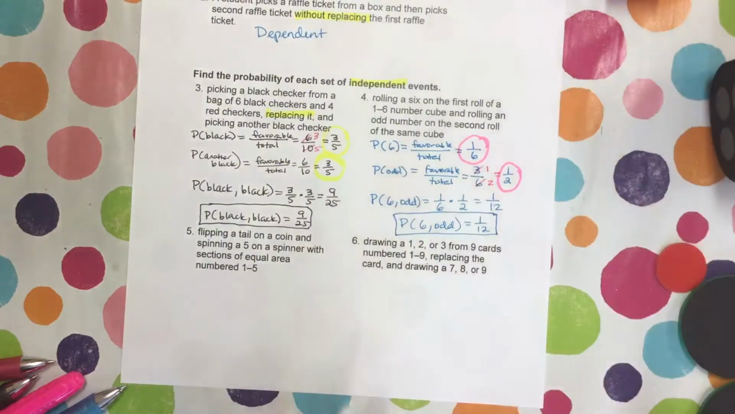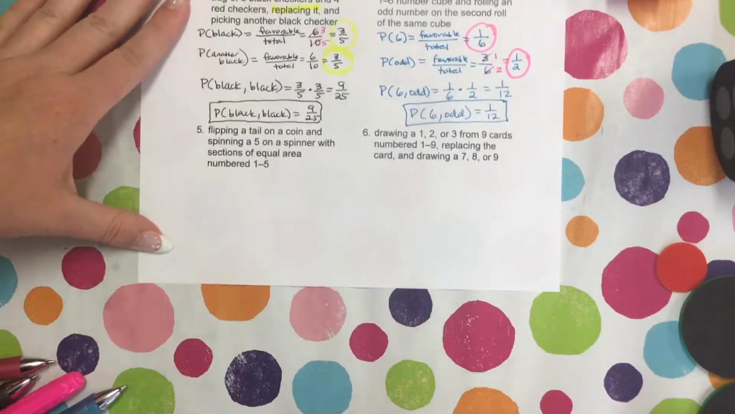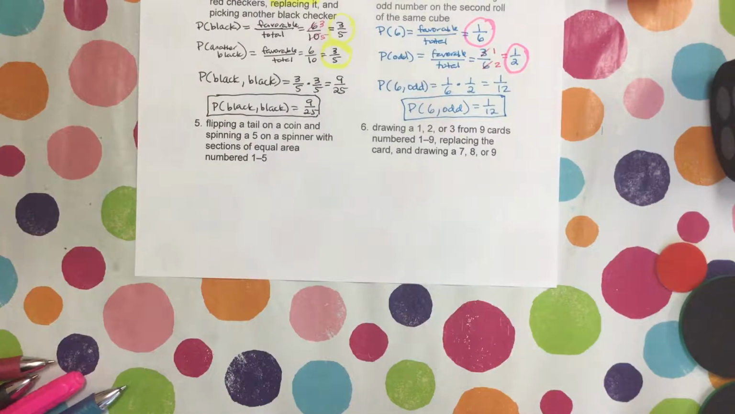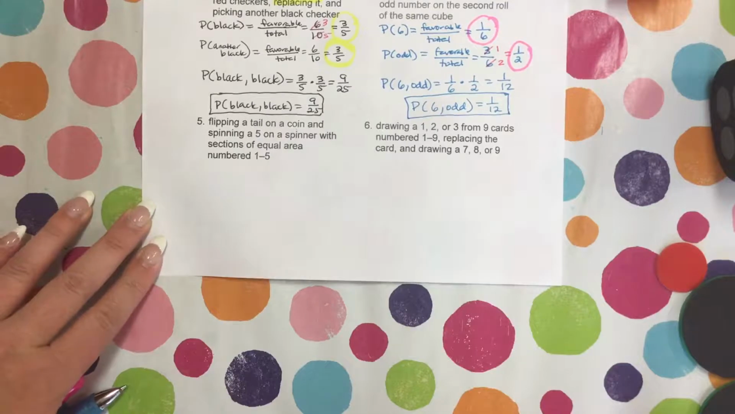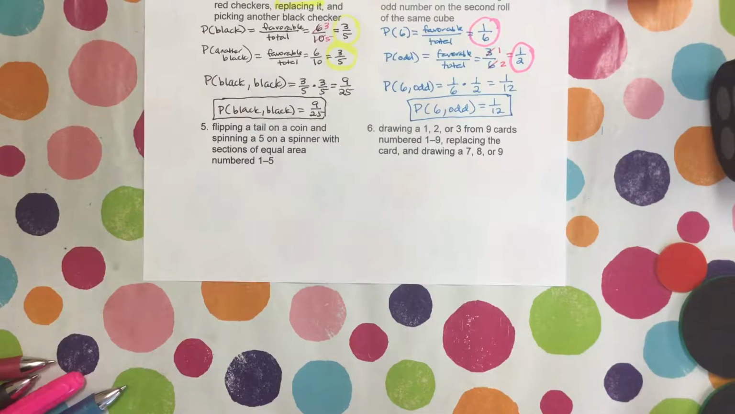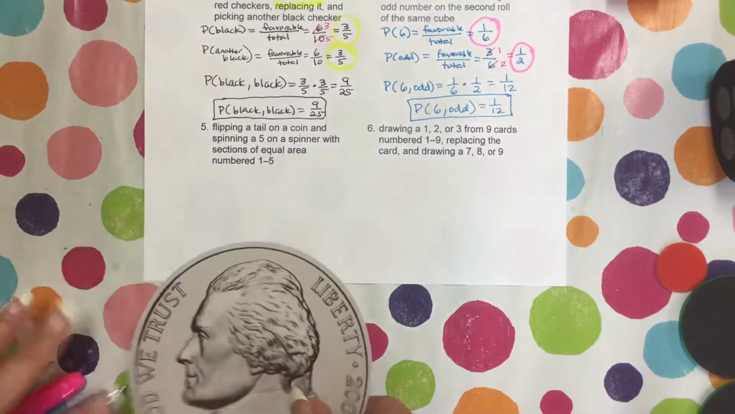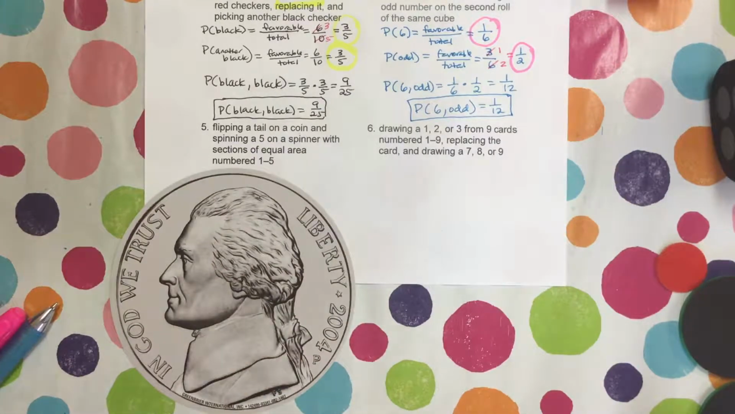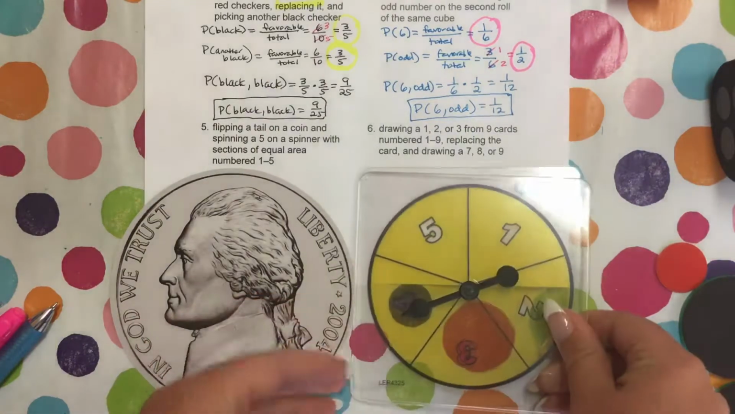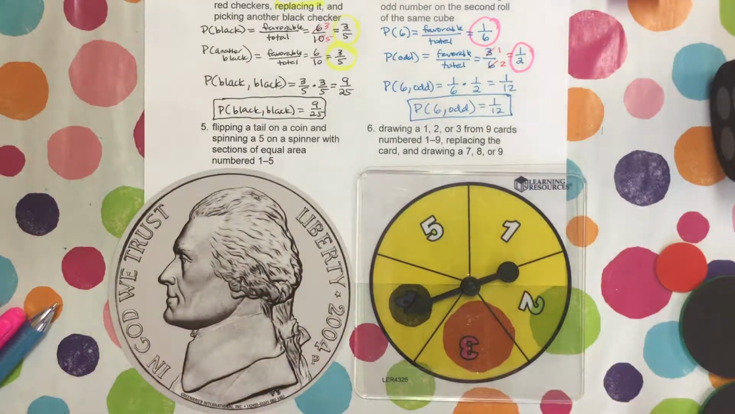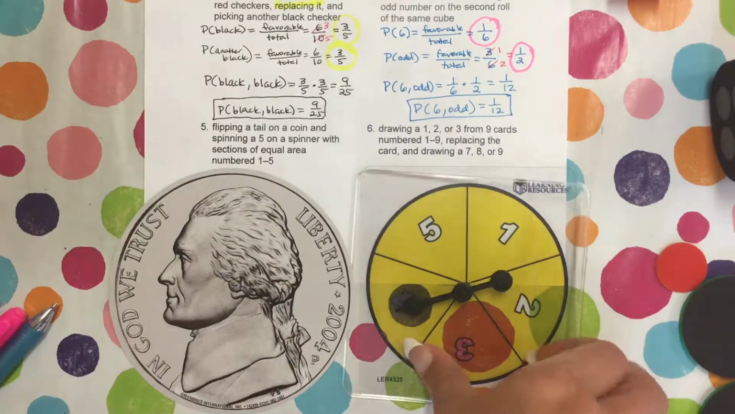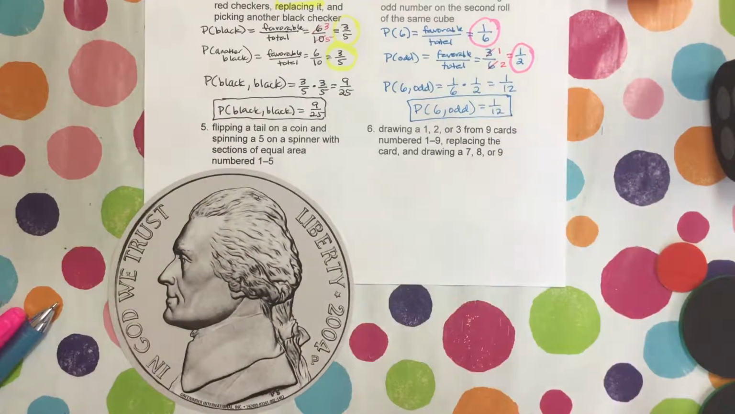So problem 5 says flipping a tail on a coin and spinning a 5 on the spinner with sections of equal area numbered 1 through 5. Okay, so we're going to flip a coin on this one, right? And we're going to spin a spinner which has 5 sections like that. Hold on a second. Hold on. Just 1 second. I can make this look better.